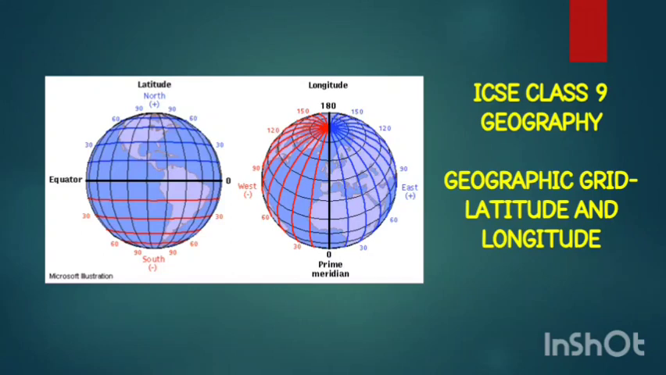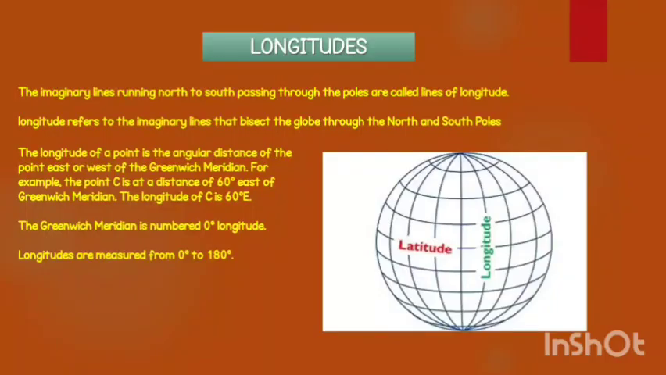This is part 2 of Geographic Grid: Latitude and Longitude. If you have not watched part 1, go to the description box, where I have already given the link of part 1. So without any further delay, let's continue this chapter.